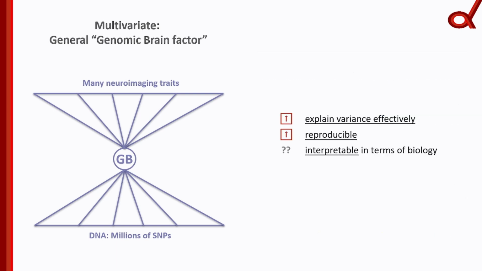And this method explains variance, or this genomic brain factor explains variance effectively, just like with the P factor. It also increases signal to noise because it combines the signal across different GWASs, and this can help to make it more reproducible. However, if you want to interpret these underlying mechanisms, it is very hard still, because similar as with the P factors, this general factor is driven by a combination of lots and lots of different specific processes.